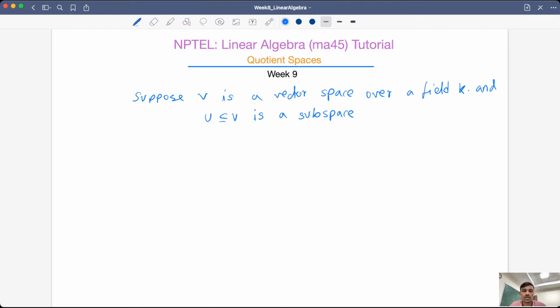Subspace means that if we restrict the vector space operations to U, they are well defined vector space operations. So this is a subspace of V. Okay, and then we define the quotient space.